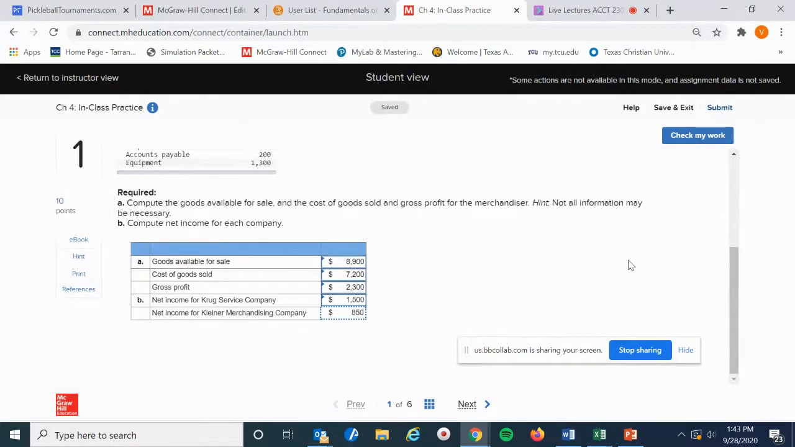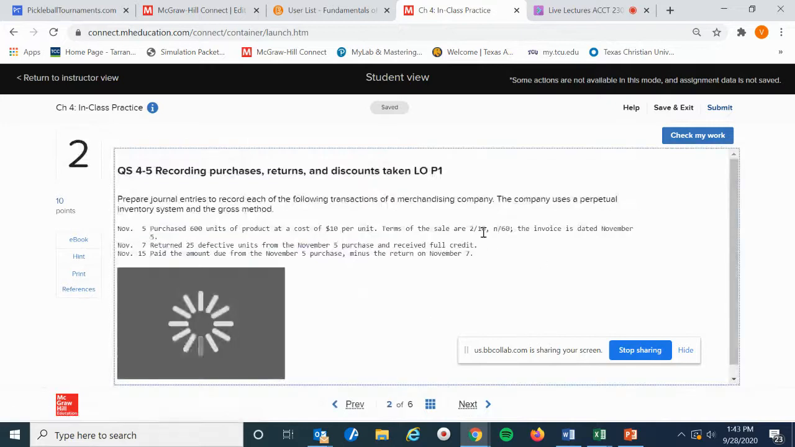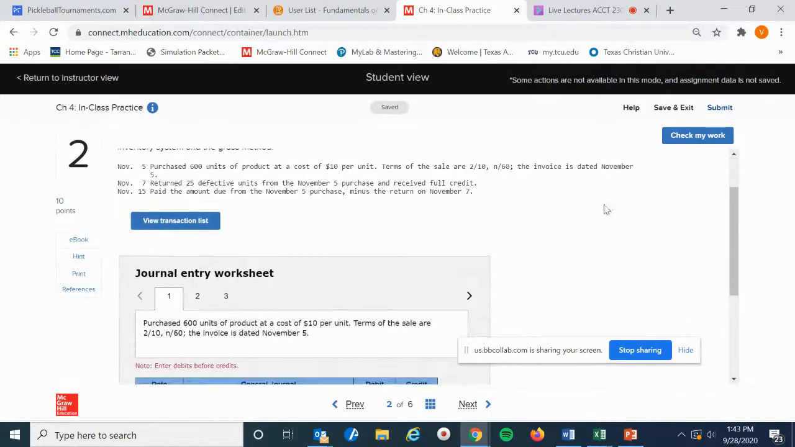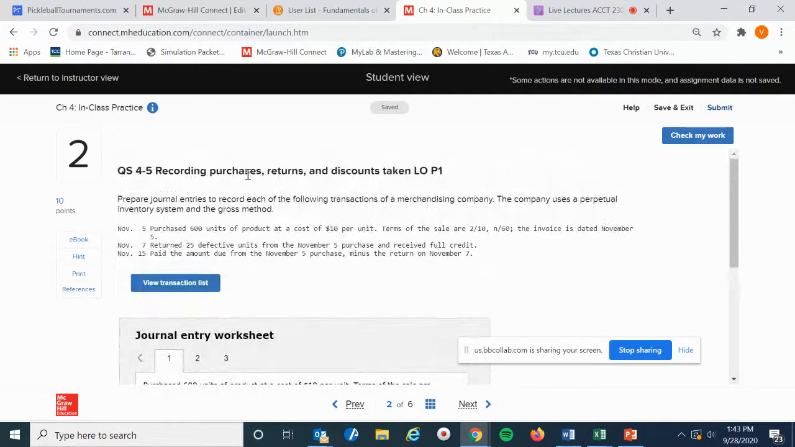So these are the basic sales computations, the basic inventory computations for a merchandiser, and the basic net income computations for both a merchandiser and a service company. All right, so let's look at the next question. And let's look at purchase returns. I'm sorry, recording purchases, returns, and discounts.